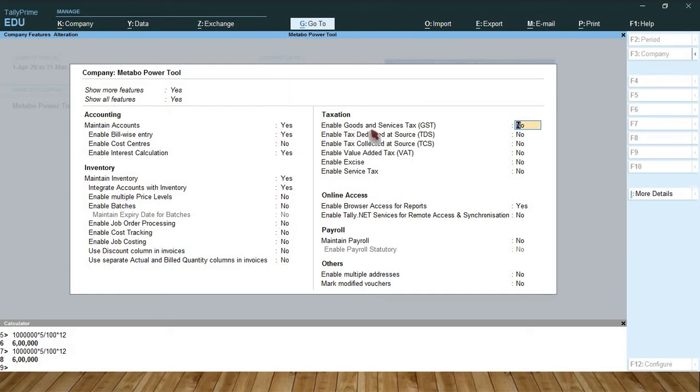See here, enable goods and service tax. This is not required here because I am going to show how to calculate interest. Okay. So in your working spot you have to enable this one. This is very important. Okay. Accept.